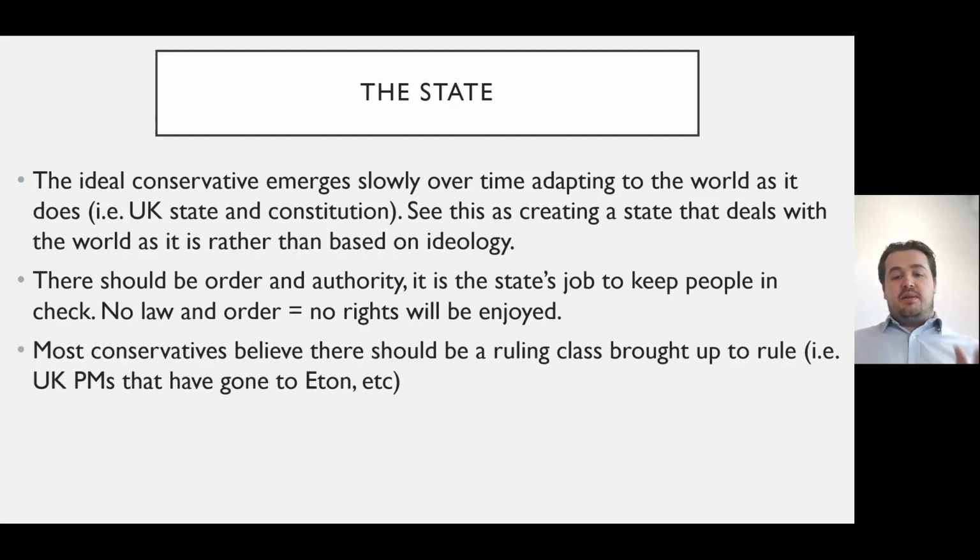So most conservatives believe that there should be a ruling class that are kind of brought up to rule. So, I mean, we just have to look at the numbers of UK prime ministers, for example, that have gone to Eton or just private schools in general, and top universities. And you can see a trend there whereby there's a link between the upper class, having a lot of money, going to a high level institution, one with a good reputation, and then going on to be in a position where there's a management role or a place where you're going to rule.